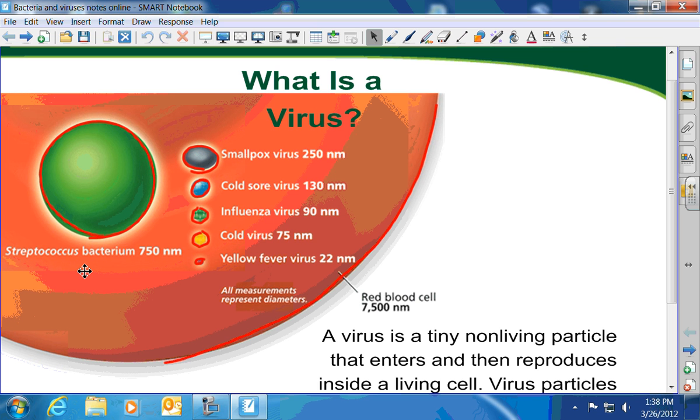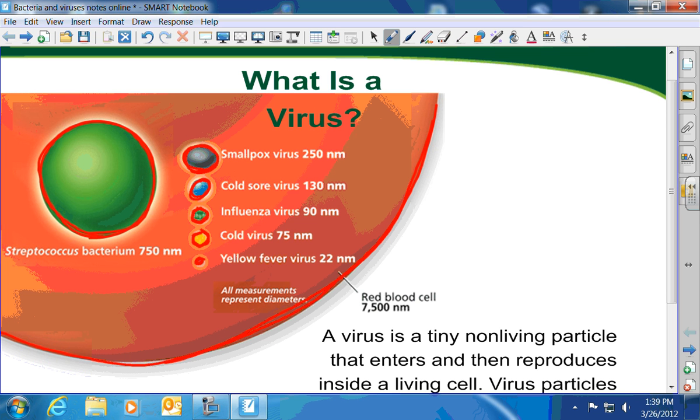They're 20 to 400 nanometers. So if you look here, this is one bacterium. That is 750 nanometers. Our smallpox virus is 250, cold sore 130 nanometers, influenza, notice the shape, is a 90, cold virus is 75 nanometers, and yellow fever is very small. And then look at this red blood cell. Red blood cells, 7,500 nanometers. That's 10 times the size of the bacterium. So these viruses and these bacterium fit inside of the cell. That's just how small they are.